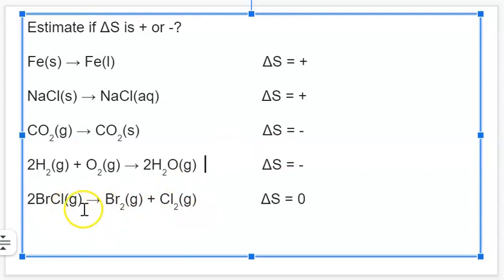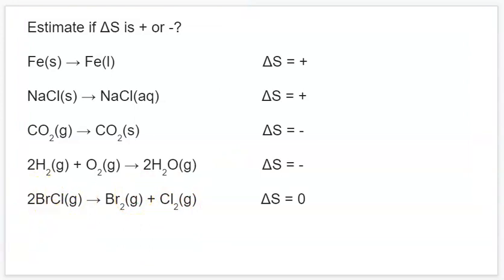And then lastly, similarly, we have all gases. We're starting with 2 moles of gas here, making 2 moles of gas here. And this one, delta S, is actually going to be 0. It's not going to be positive or negative because we're staying at the same energy state of matter, and the moles of gas that we end up with and the moles of gas that we started with are the same.